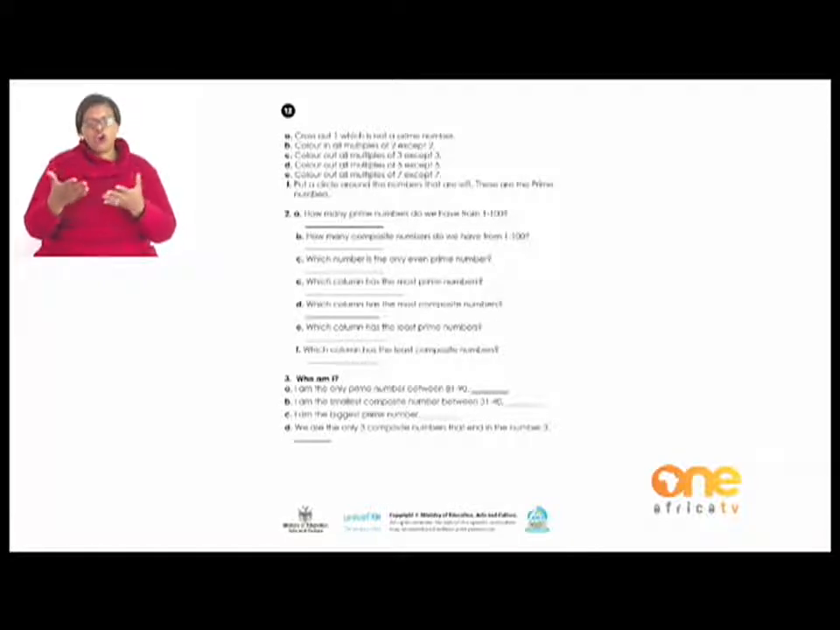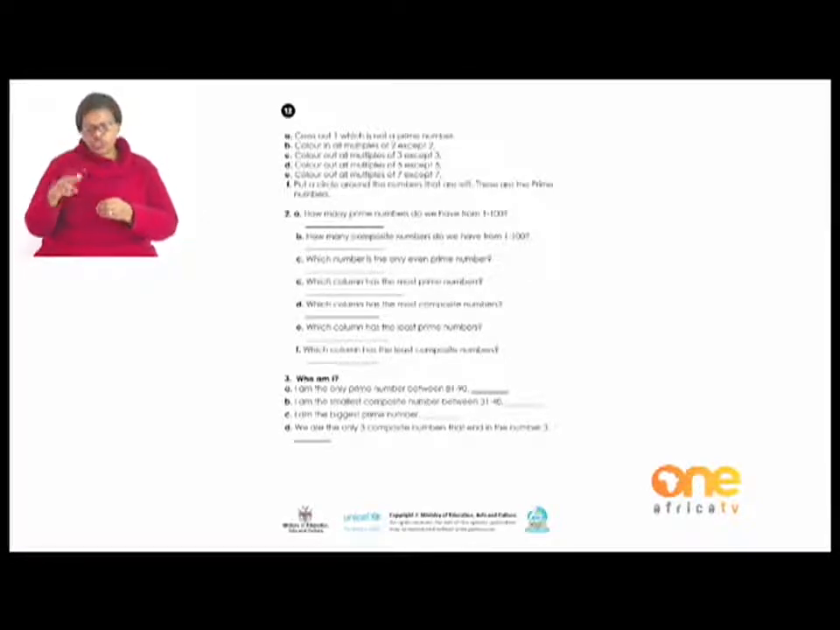So let's go to B. B says, color in all multiples of 2 except 2. In case you have forgotten what the word multiples means, like if you are asked, what are the multiples of 4? It will be 4, 8, 12, 16, 20, 24. Those are multiples. Okay? So, color in all the multiples of 2 except 2.